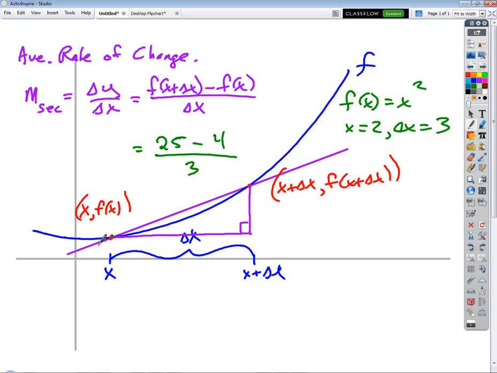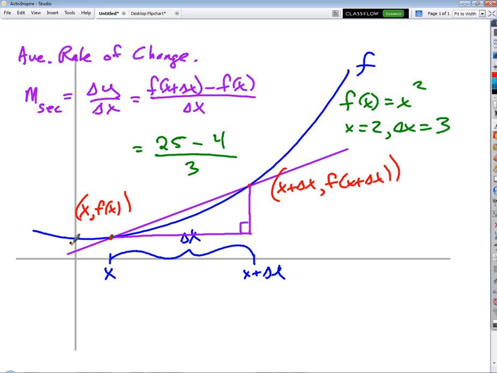Let's instead try to find the average or the instantaneous rate of change at this point right there. So how about if I take the right end point and scoot it closer to the left end point? Which is really just the same thing as making delta x a little smaller, isn't it?